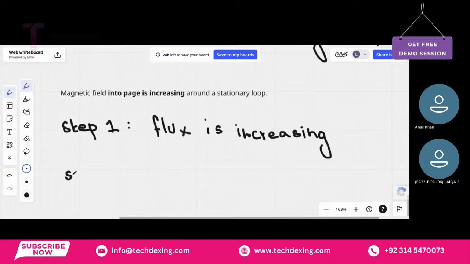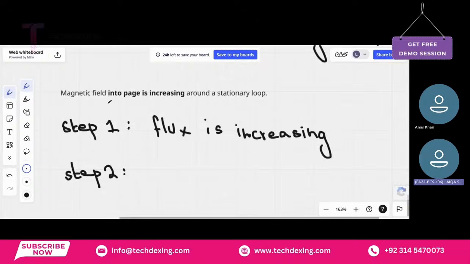In step 2, we have to check the direction of the induced magnetic field. The flux is increasing. The system will try to oppose it by trying to decrease the flux. So how can it decrease the flux? If the magnetic field is into the page, what should be the direction of the induced magnetic field? Should it be into the page as well?